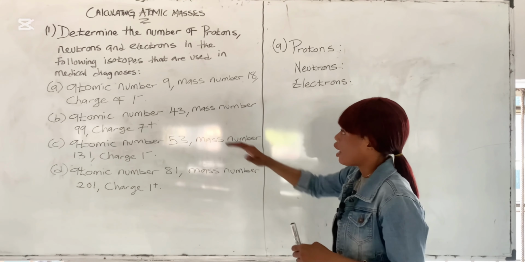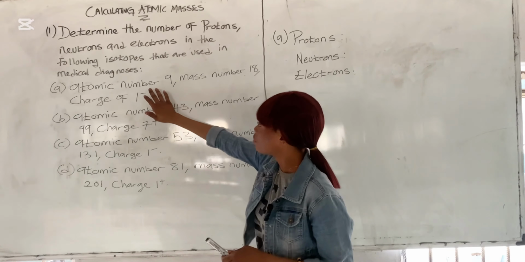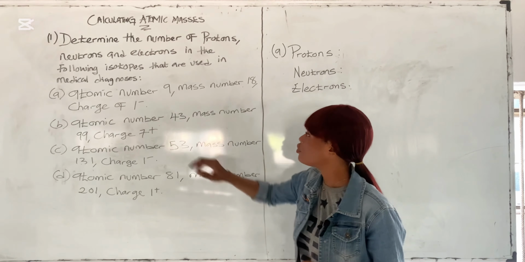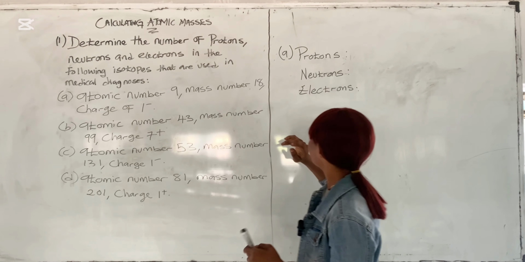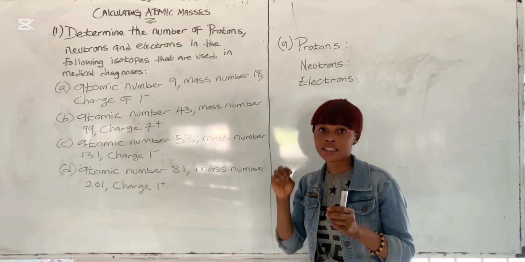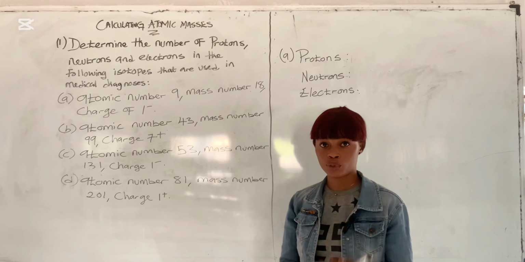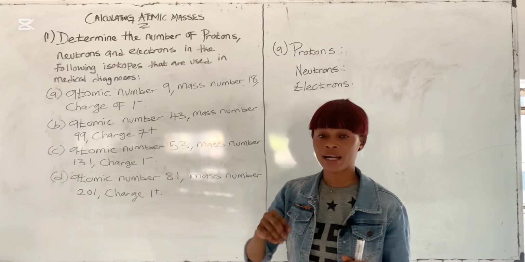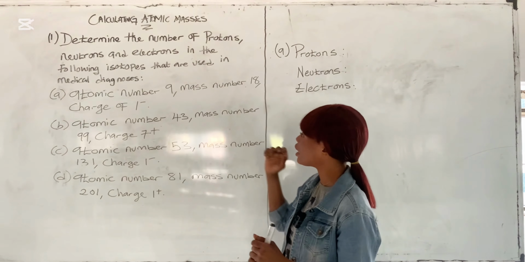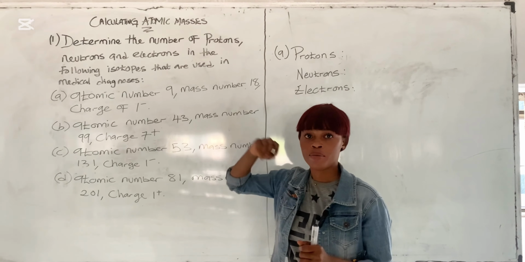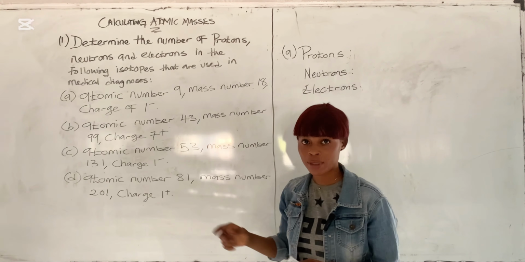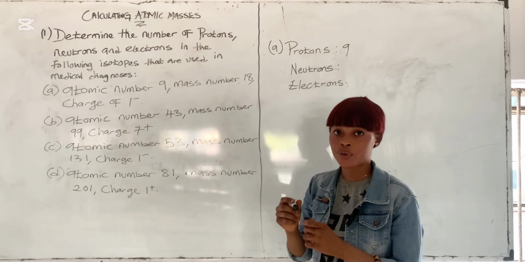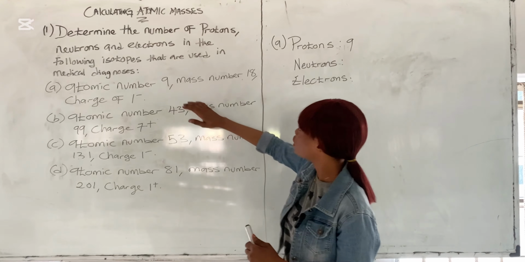So, how do we determine the number of protons for this element? Now, we are not told what element this is, but we are told that the atomic number of this element is 9. What you must understand is this: atomic number is equal to number of protons. That is to say, whatever the atomic number is, that is also the number of protons. So, if the atomic number of this element is 9, the proton number of this element is also 9. So our number of protons is 9. I hope you understand.